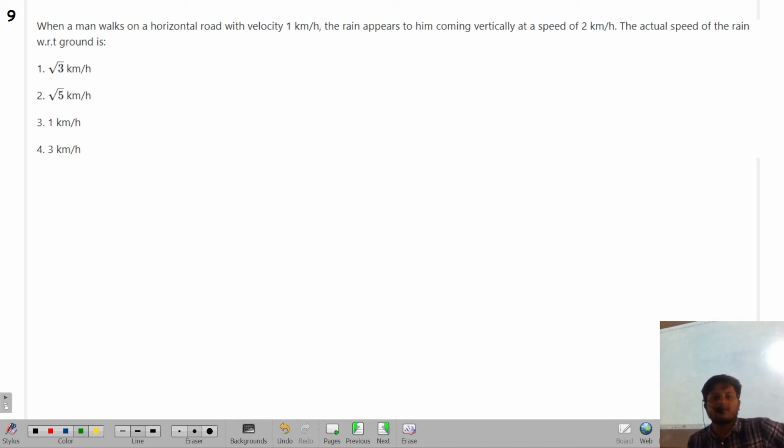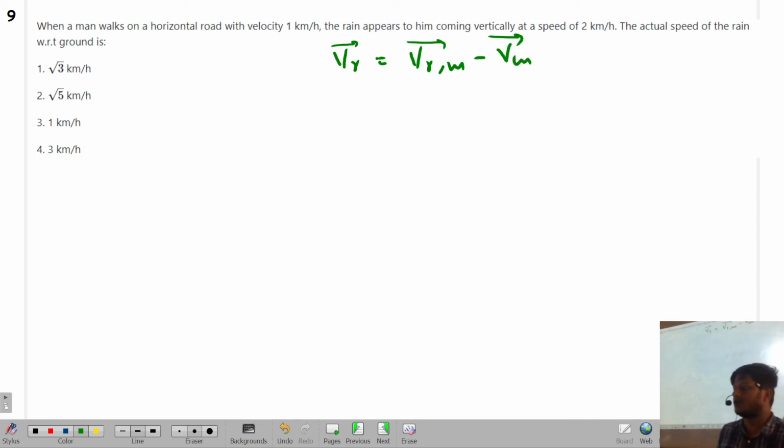What it is saying, when a man walks on the horizontal road with velocity 1 km per hour, the rain appears to him coming vertically at a speed of 2 km per hour. The actual speed of the rain, it is easy. Horizontal, angle between them is how much? 90 degree, yes or no? Look over here. What is velocity of rain? Velocity of rain with respect to man minus velocity of man, or not? Tell me yes or no. This is the equation or not?